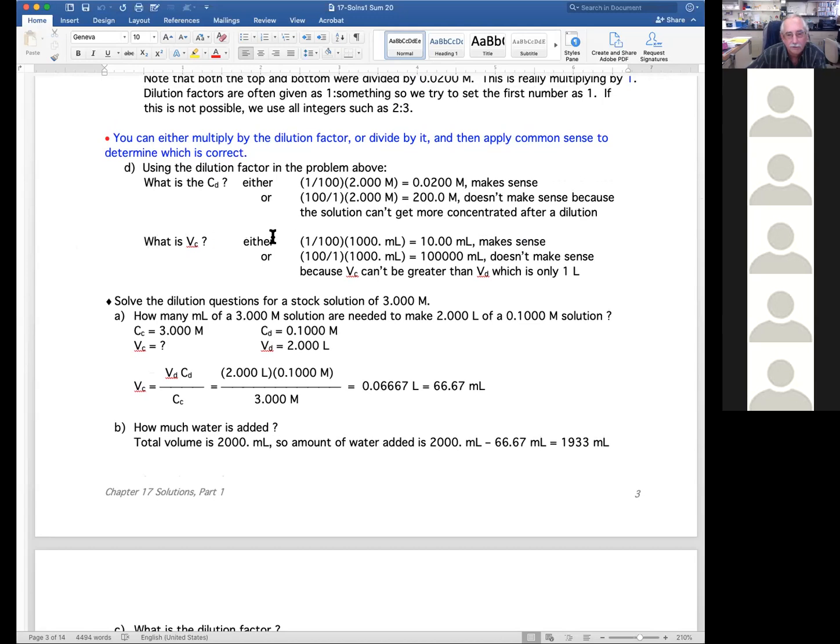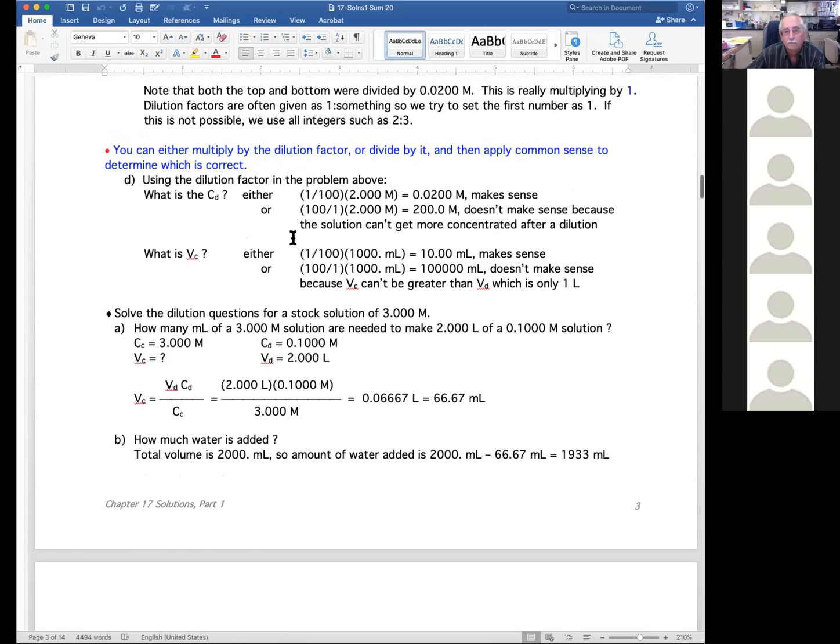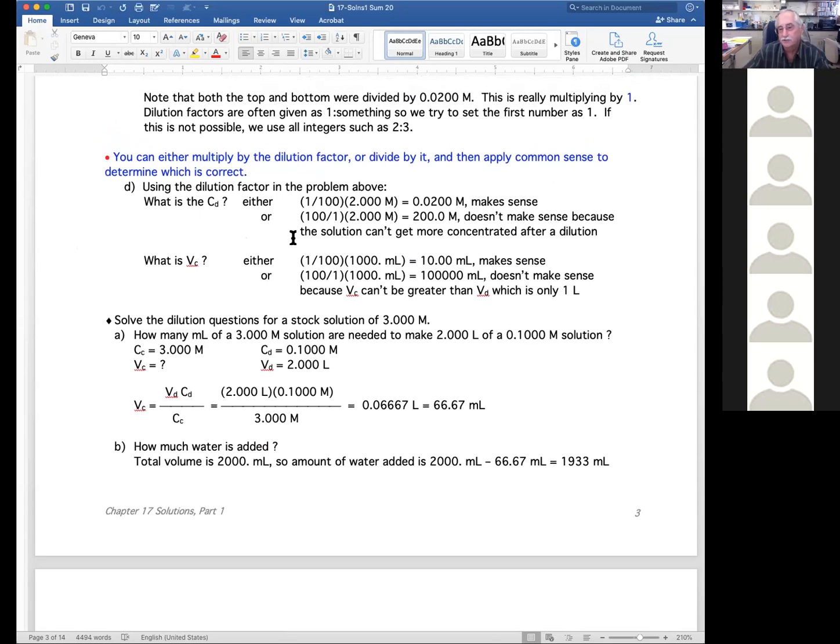Why would you do 100 divided by 1? Because those are the only things you can do with a dilution factor. I see, there's no other thing you can do with it. And the reason why I'm going in this direction is because when you get to nursing school, this is what they do. It's always by dilution factors. That's why I'm showing you both ways. Oh, so this is how there can be an issue. Yeah.